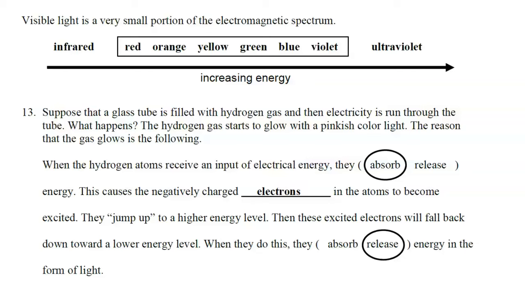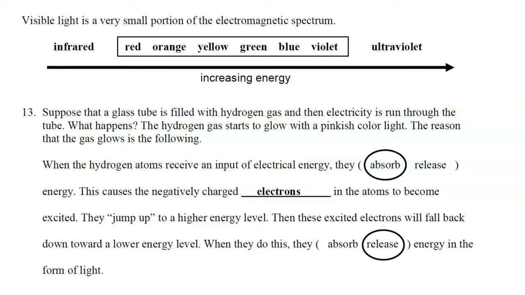So on the far left, I see infrared light, and on the far right, I see ultraviolet light. They are arranged in order of increasing energy, from lower energy on the left to higher energy on the right. Between infrared and ultraviolet are the colors of visible light, again arranged in order of increasing energy from red to orange to yellow to green to blue to violet. So we're going to come back to that diagram when we analyze the four choices that are listed in question 1.